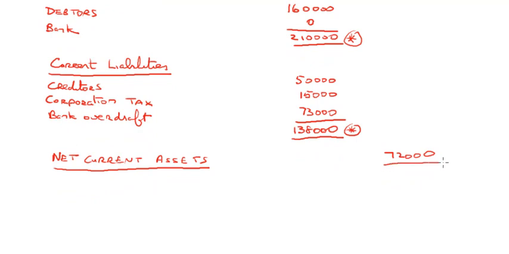So what are we going to do with that 72,000? Well, we're going to add it to the net book value of the fixed assets up above, and we get 168,000. Sorry, we're not going to get 168,000. We're going to get something else.